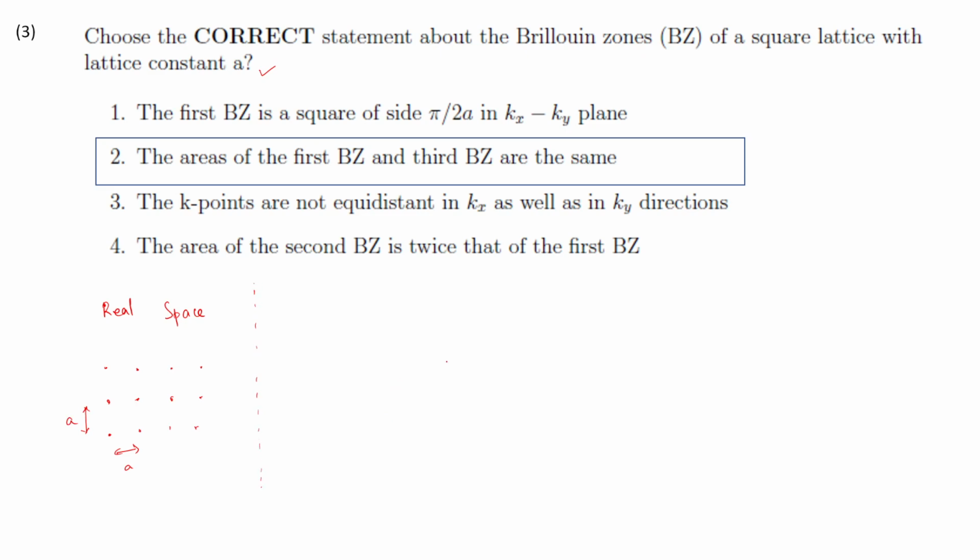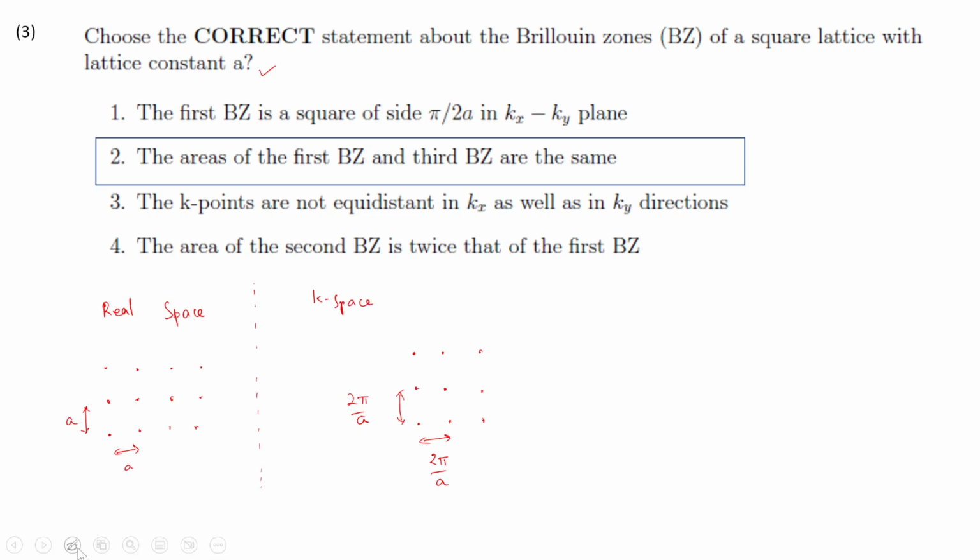in the K space, how will it look like? In the K space it will look like this. So the Brillouin zone will also be a square lattice, but the spacing would now be 2 pi by A. Okay, how do you know this? It is 2 pi by A in K space. So how do you know that it is 2 pi by A?